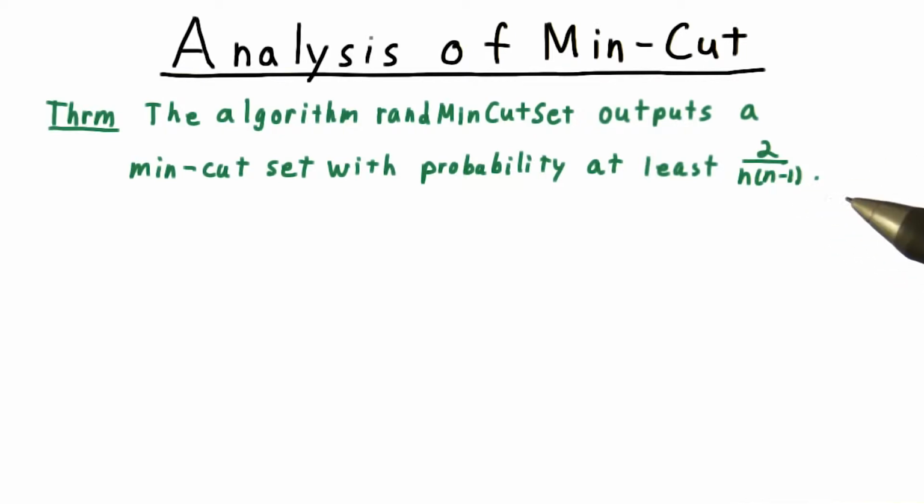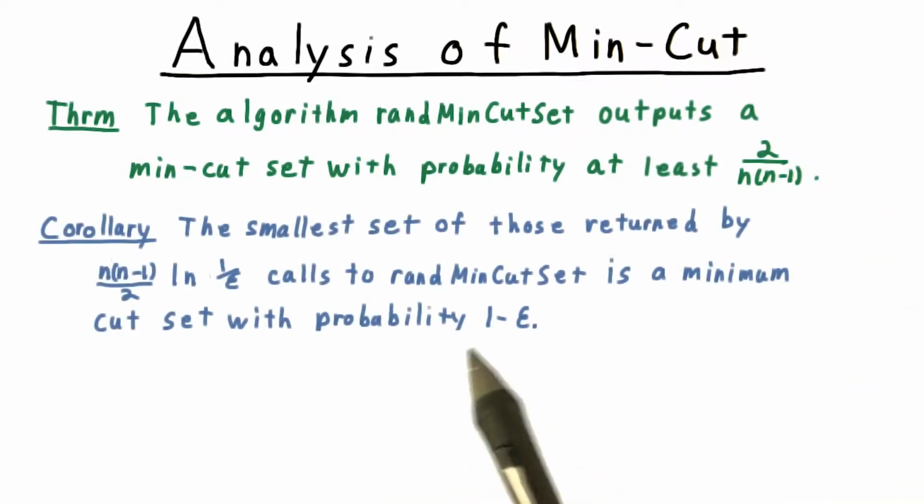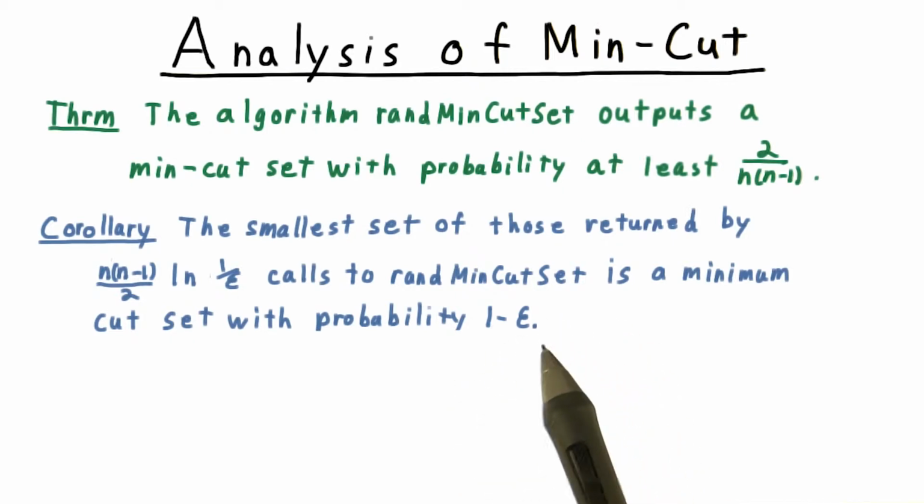So it turns out that the previous algorithm outputs a minimum cut set with probability at least 2 divided by n times n minus 1. Now, at first you might look at this result and ask, what good is that? The algorithm doesn't even promise to be right more often than not. The trick is that we can call the algorithm multiple times and just take the minimum of these results.